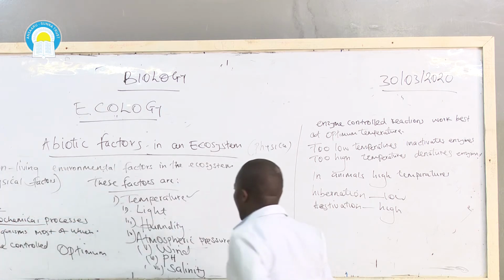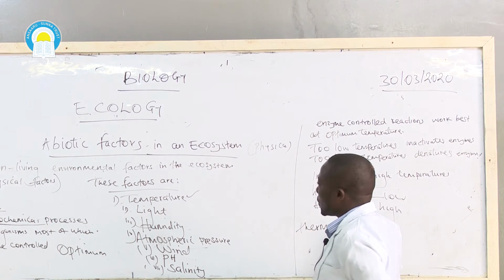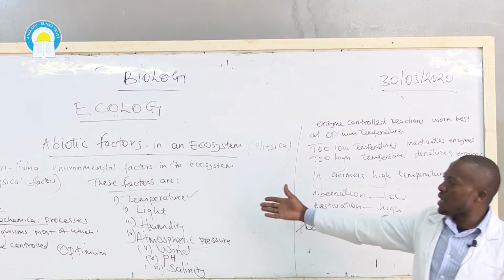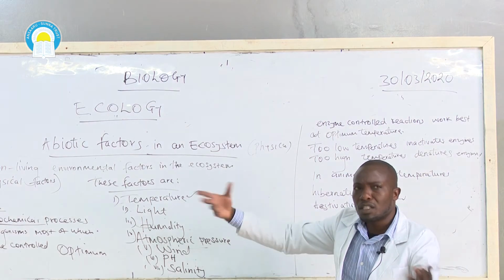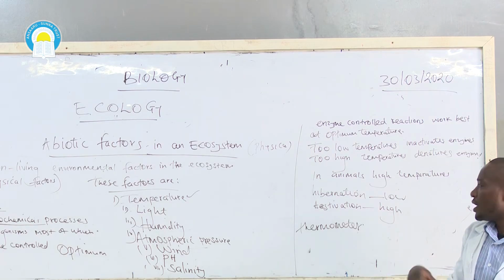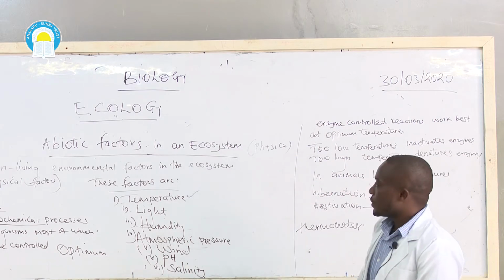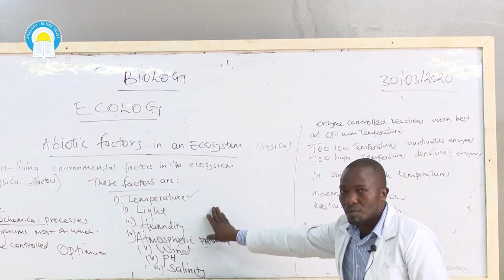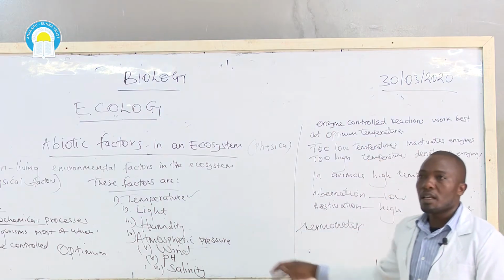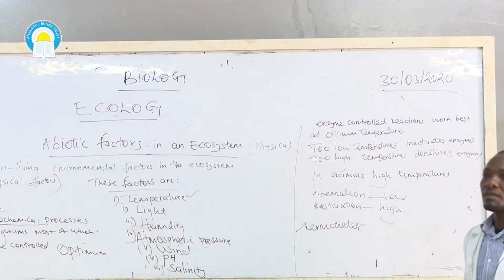Temperature is measured by an instrument called a thermometer. So when you are discussing these abiotic factors, you must define it, say how it influences the distribution of living organisms and how it brings about change in behavior, and finally you must mention the instrument used to measure that abiotic factor. So temperature is measured by a thermometer. It affects biochemical processes in living organisms which are controlled by enzymes. Very high temperatures denature enzymes. Very low temperatures inactivate enzymes, slowing down the biochemical processes.